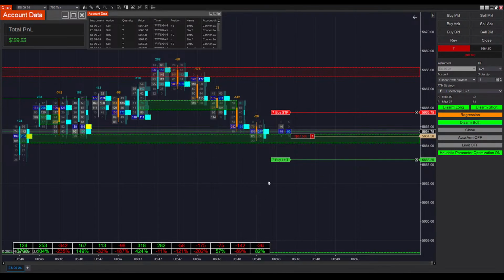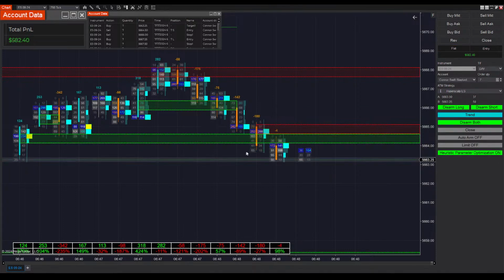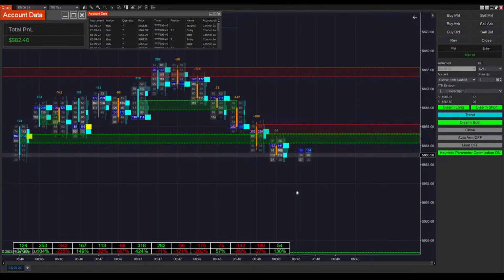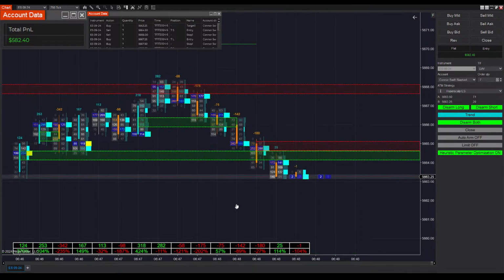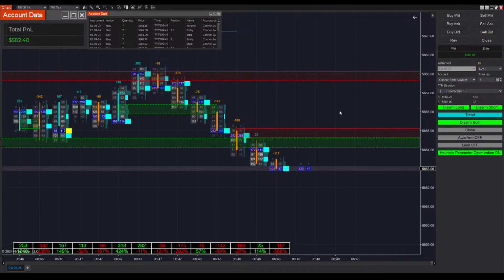Just got filled into a short position here. This time it's outside of that zone. If we win this trade, we're going to switch it into trend mode. You can see that did end up happening. We are now positive 582 now. Very interesting day here. Not dull at all.